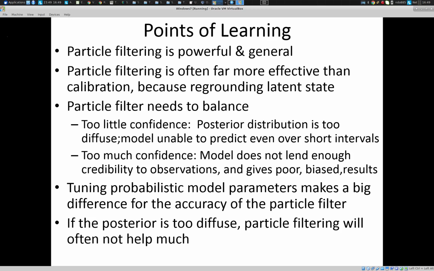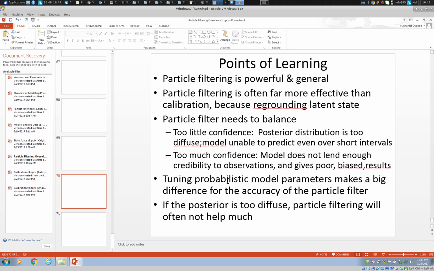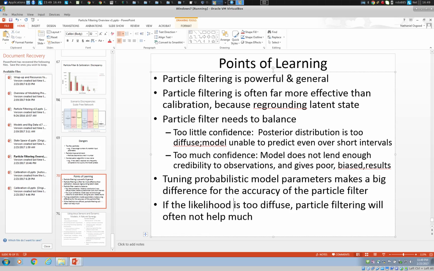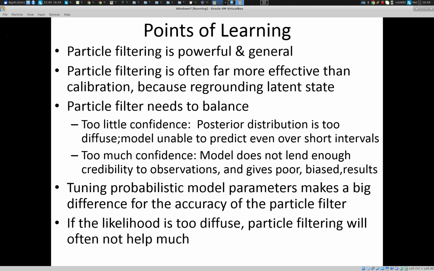Tuning probabilistic model parameters makes a big difference for the accuracy of the particle filter. And if the posterior is too diffuse, often particle filter will not help. Actually, this should say if the likelihood function, not posterior, is too diffuse, which does mean the posterior by implication. Basically what happens is if your likelihood function is too wide, particle filtering is not going to be able to take advantage of each new data point to narrow its expectations.